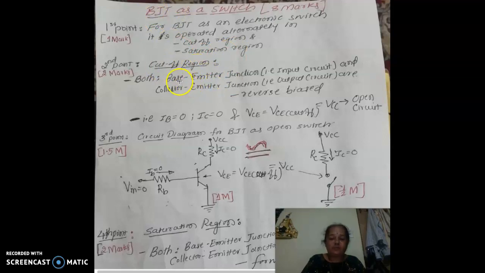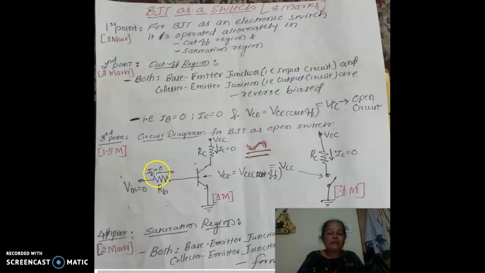The two junctions, the base emitter junction at the input side and the collector emitter junction at the output side, are both reverse biased. When they are reverse biased, we say that the BJT operates in the cutoff region. When it is operating in the cutoff region, the base current that flows in the input circuit is 0. Since the input current is 0, the output current IC will also be 0. The collector current will be 0.